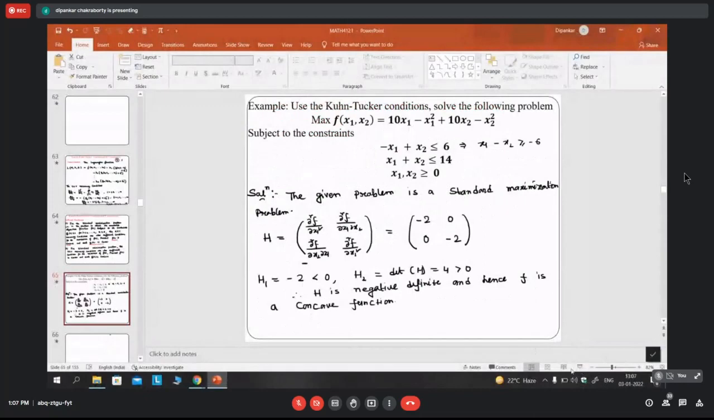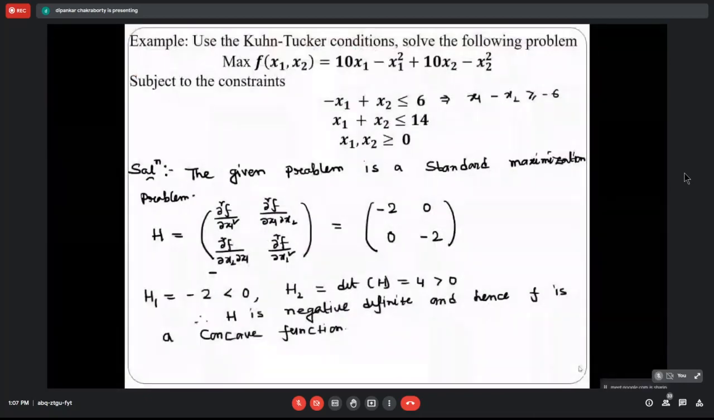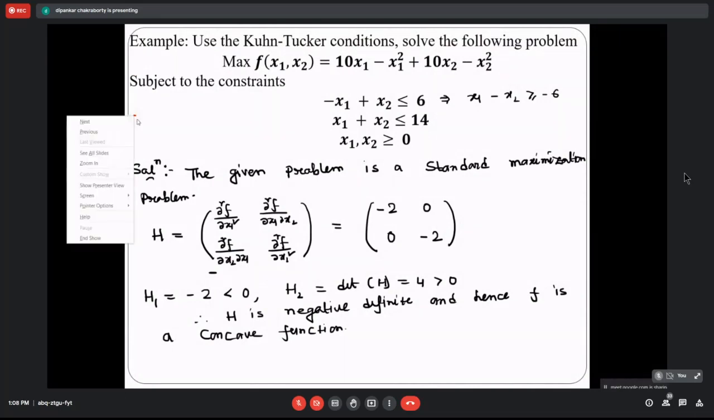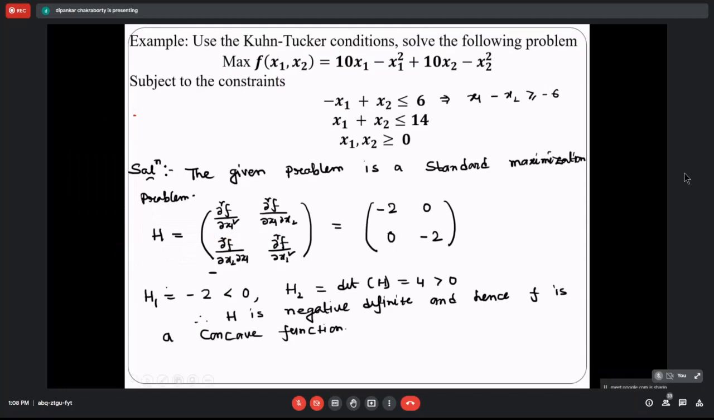Next, what are we going to check? We are going to check the constraints. What is the nature of the constraints? Now you can see that both the constraints are linear functions. And you know, a linear function is considered as both a convex as well as a concave function. So you can just mention here that g1, which is minus x1 plus x2 minus 6, and g2, which is nothing but x1 plus x2 minus 14, both are linear functions. We can mention that. You need not show it, because linear functions are both convex as well as concave.